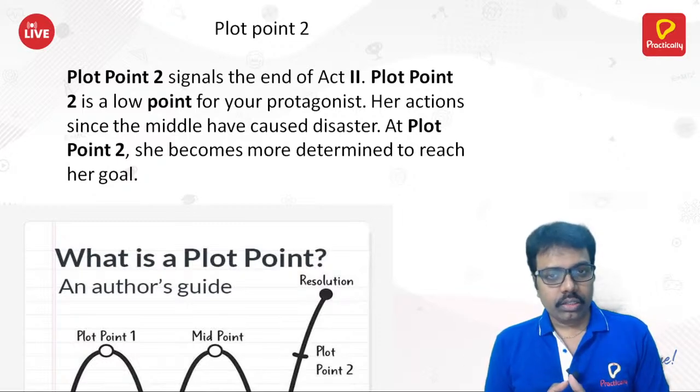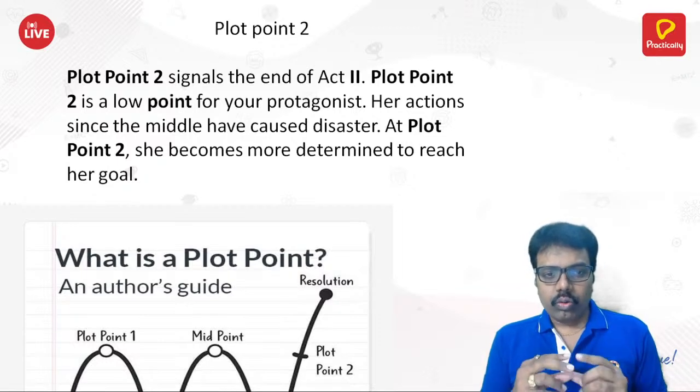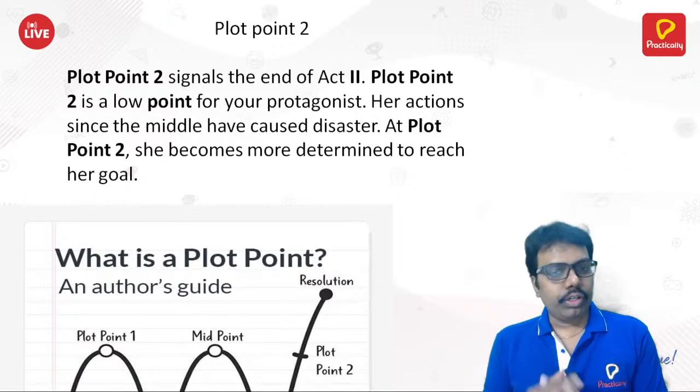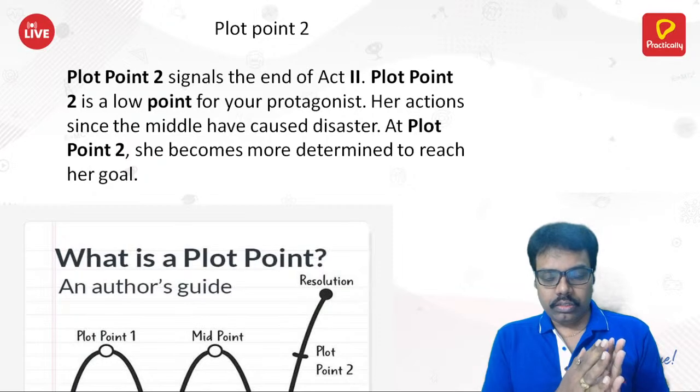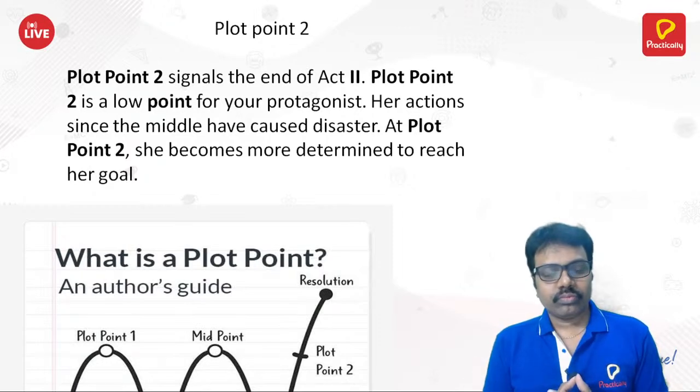Plot point 2 will come at the end of act 2, the same way plot point 1 came. So what is going to happen in plot point 2? There is another turn. See, plot point 2 is completely his; again, it will become a kind of disaster.